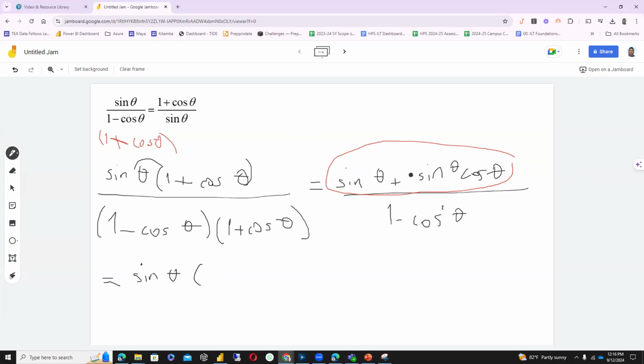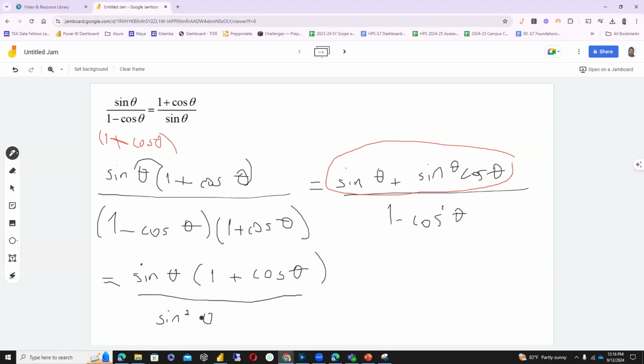And then open parentheses, I'm going to place a 1 because 1 times sine of theta is just sine of theta, plus. And then if I put the sine of theta of the second expression outside of the parentheses, we're going to get cosine of theta. So sine times 1 is just sine. Sine times cosine is sine cos. All over 1 minus cosine squared is going to give me a sine squared theta because of the Pythagorean theorem.